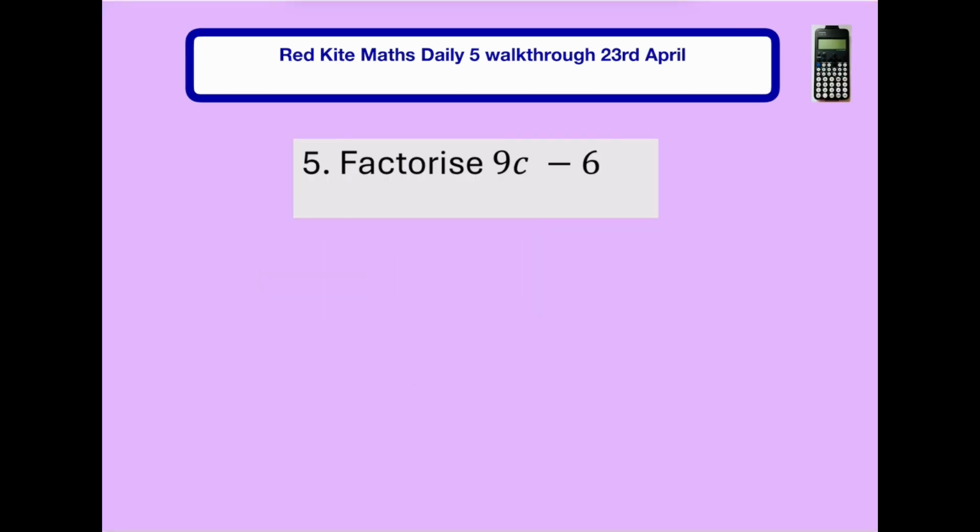Factorise 9c minus 6. Now, when we see factorise, we've got to think brackets. We're going to put in our pair of brackets, factorise brackets. We need to think of a number that divides into 6 and 9, and that would be 3. So we're going to put 3 outside the brackets, and then 3c inside the brackets minus 2.